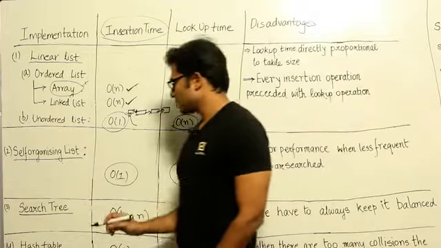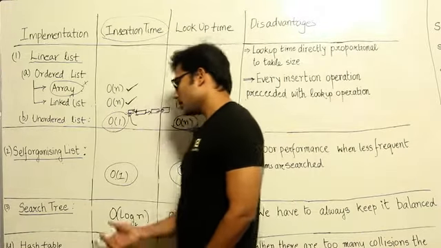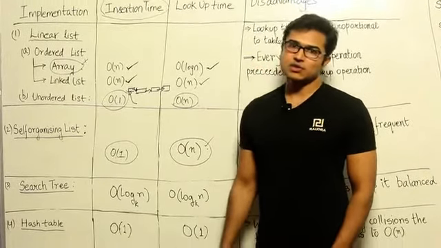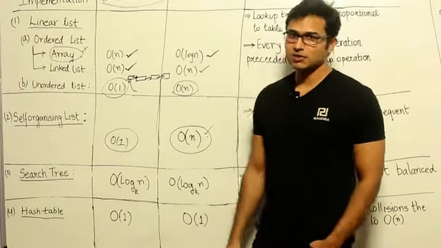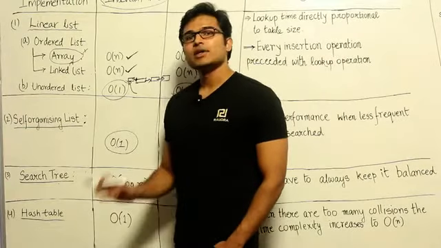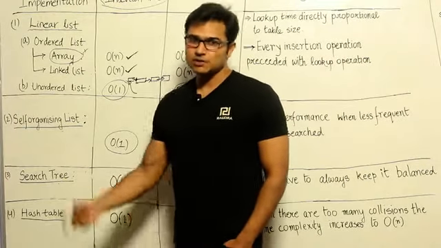Okay. And the next one is search tree. So you can also implement it using a search tree. There are various types of search trees, like binary search trees, B trees, B plus trees, all these trees are possible. Now coming to the search tree, if it is balanced, then it will give us the best performance.